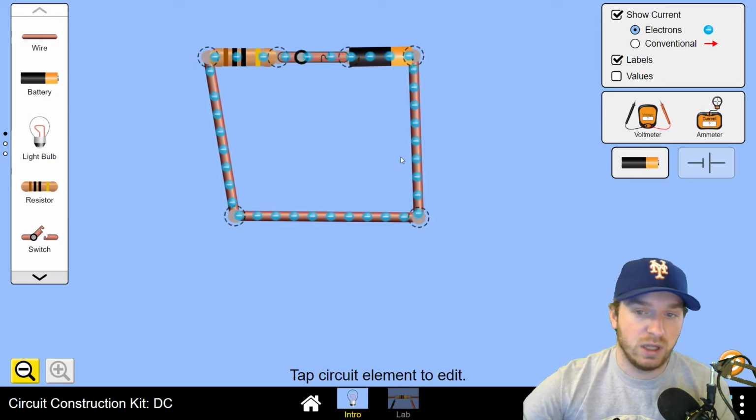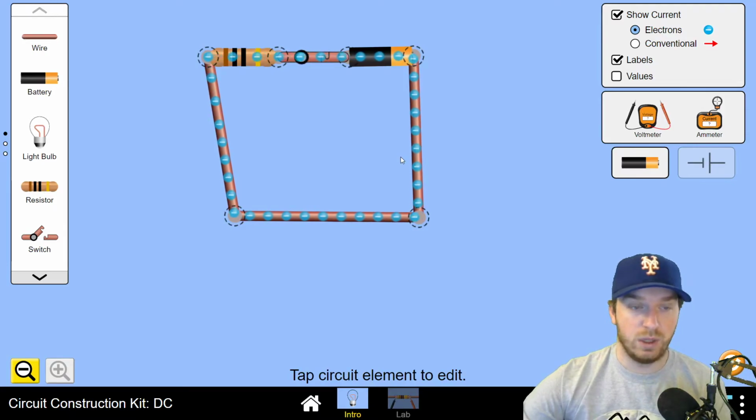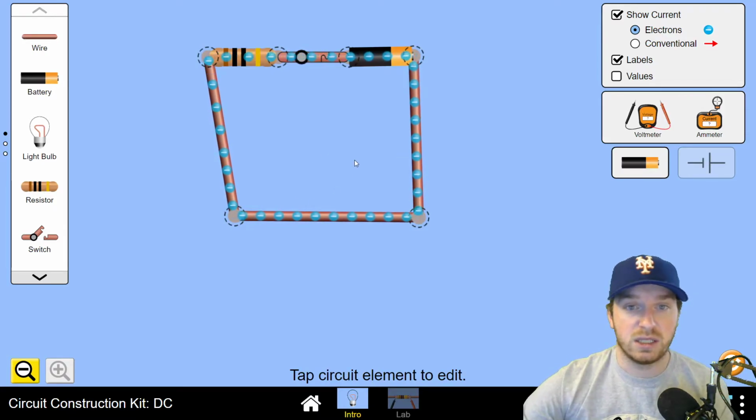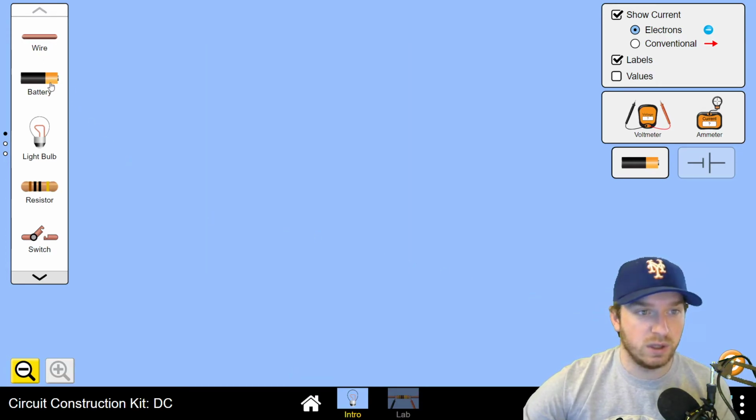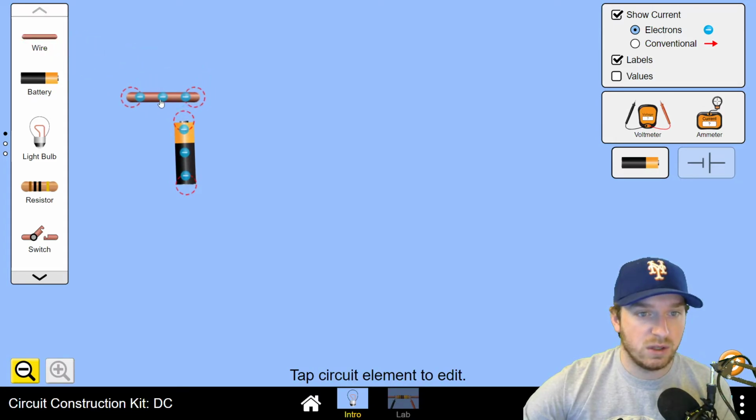Now that seems really, really simple, and it really is. A series circuit is something that has one pathway for the electrons to go. One pathway for the electrons to go. Now I'm going to reset this, and let's build a little bit better one. So let's rotate this here. And so a series circuit could look something a little bit more like this.